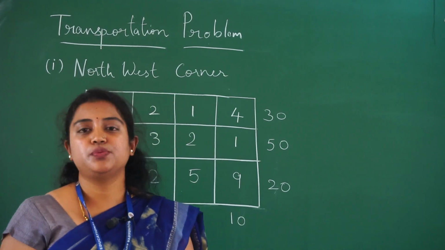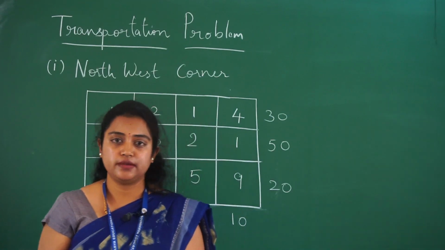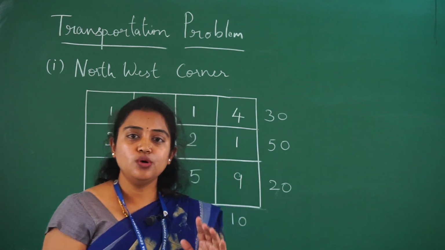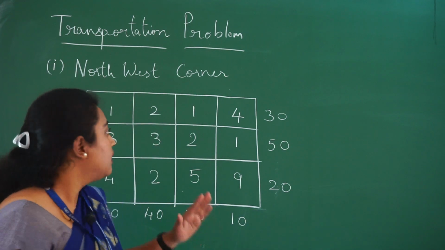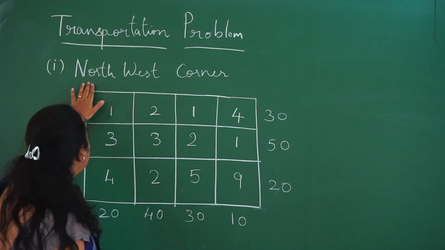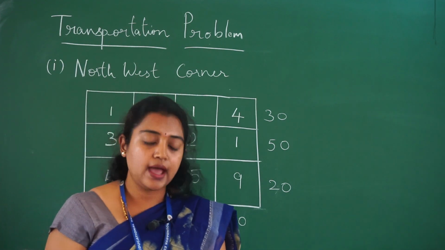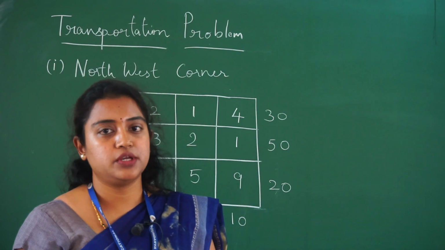In this transportation problem we have three types. There are three methods to get the total cost. Those three methods are NWC, that is the northwest corner rule, another rule is the least cost method, and one more is Vogel's approximation method.